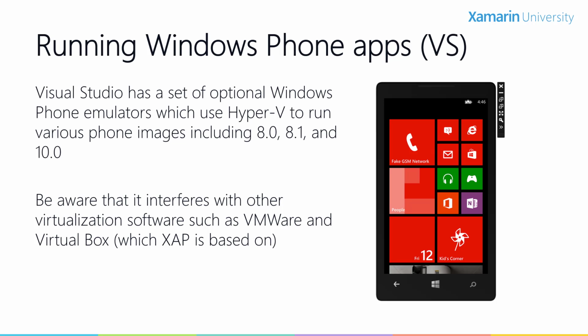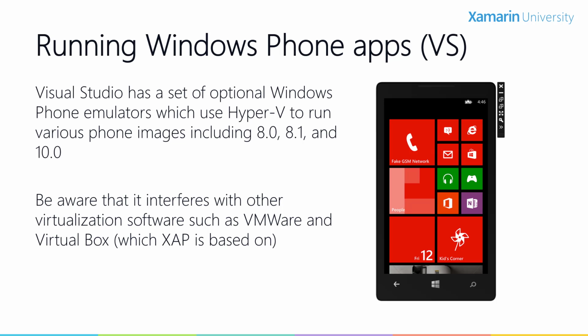There's Windows 8.0, which is Silverlight, 8.1, which is WinRT, and version 10, which is the unified runtime with the desktop operating system. Each one can be individually installed or removed, and they all run in Microsoft's Hyper-V environment, just like the Android emulator that we looked at earlier.